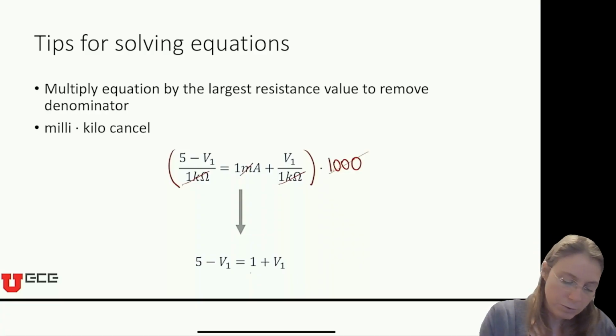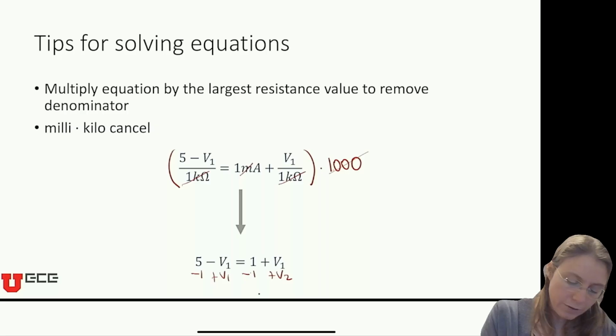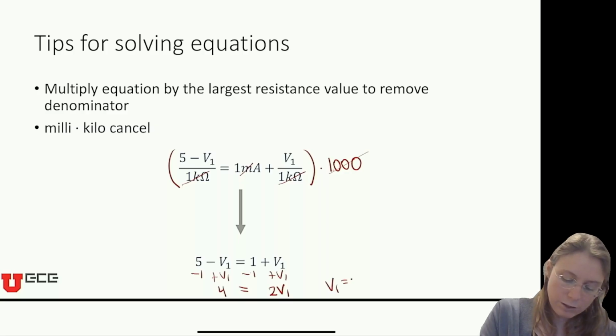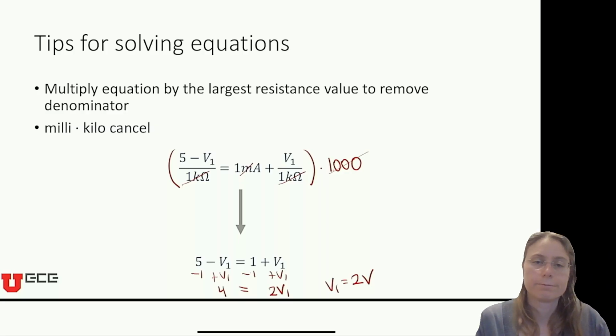And then my final steps would be I subtract this to the other side, and I add this to the other side. So I have 2 V1 on this side, and I have 4 on that side. So V1 must be equal to 2 volts.